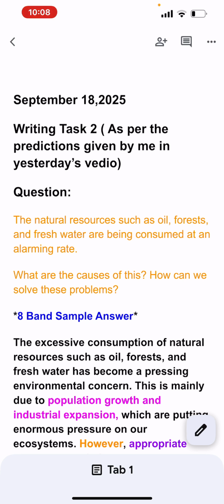has become a pressing environmental concern. So you have to use these good words related to the environment, related to the topic, and you will get a good band score in topic related vocabulary in your essay.